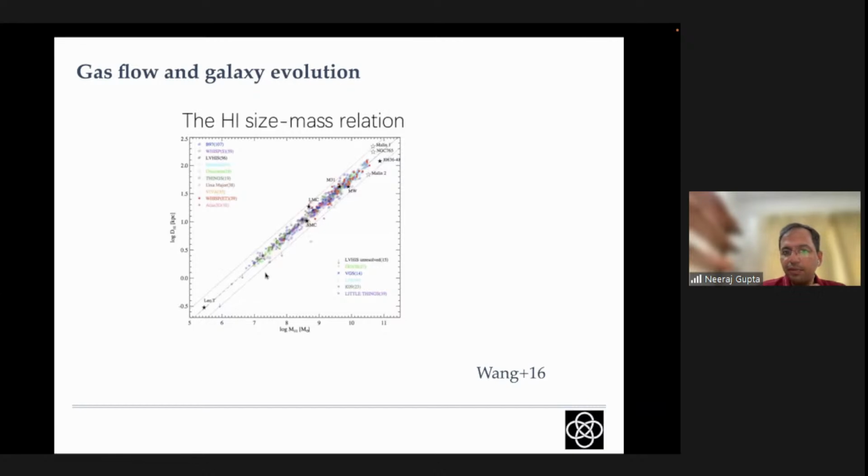The scatter you are seeing here does not depend on the mass of the galaxy, the color of the galaxy, or whether it is H1 rich or H1 poor. This relation continues to hold really so well. This is one of the fundamental relations that have come out of H1 21 centimeter line observations of galaxies, and it will be very interesting to know how it stands as a function of redshift, or even as a function of environment.